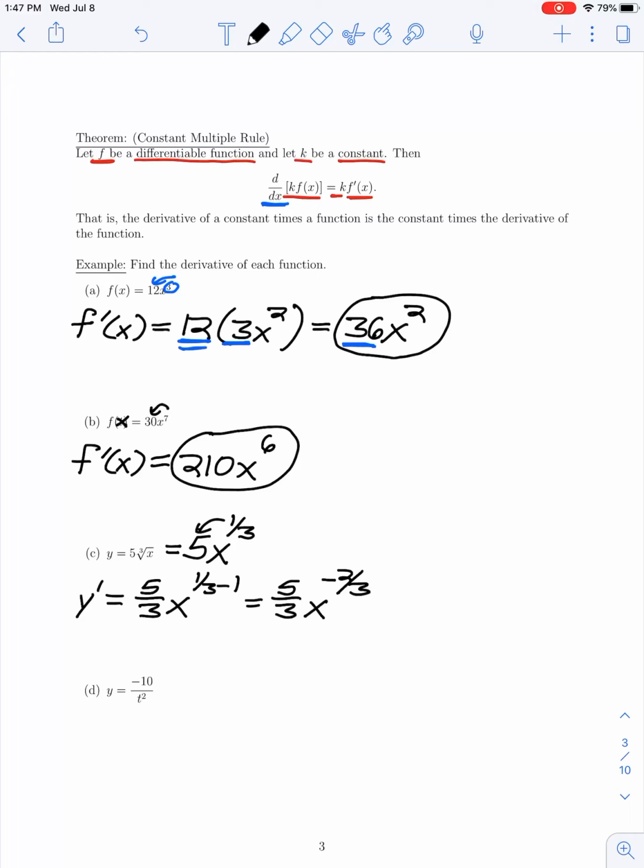Or if we want, instead of using a negative power here, we can write this as 5/3 times 1 over x to the positive 2/3, which is the same as 5 over 3 times x to the 2/3 power. All right.